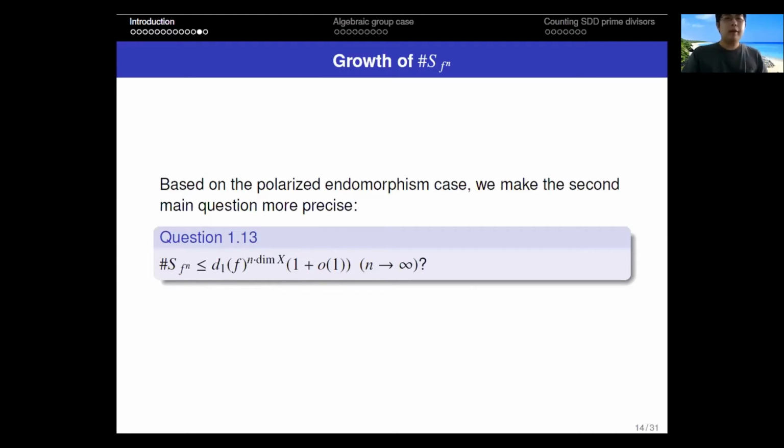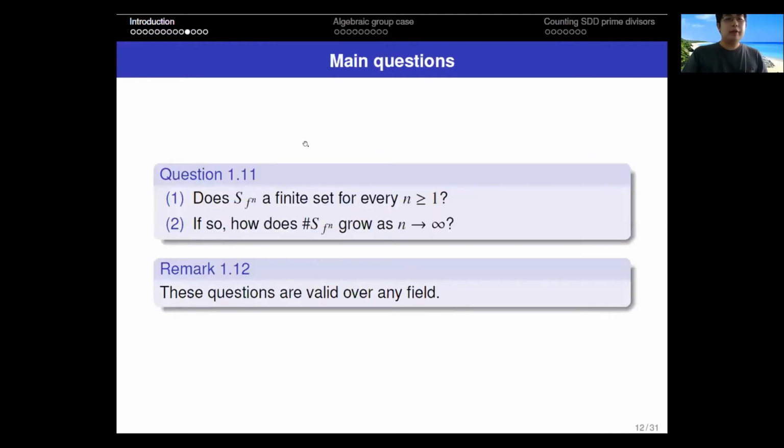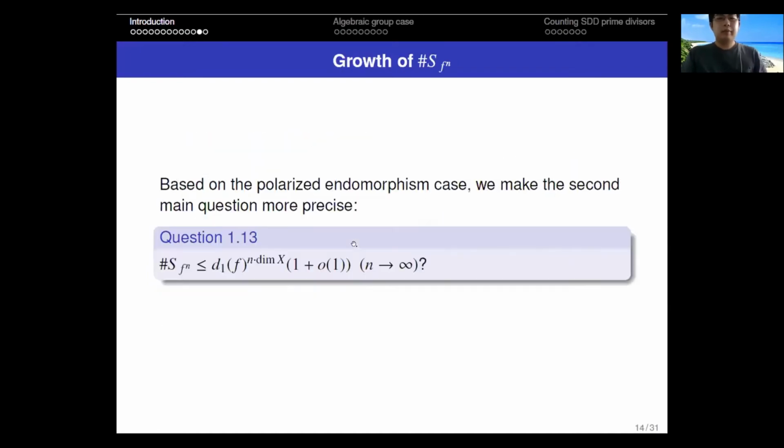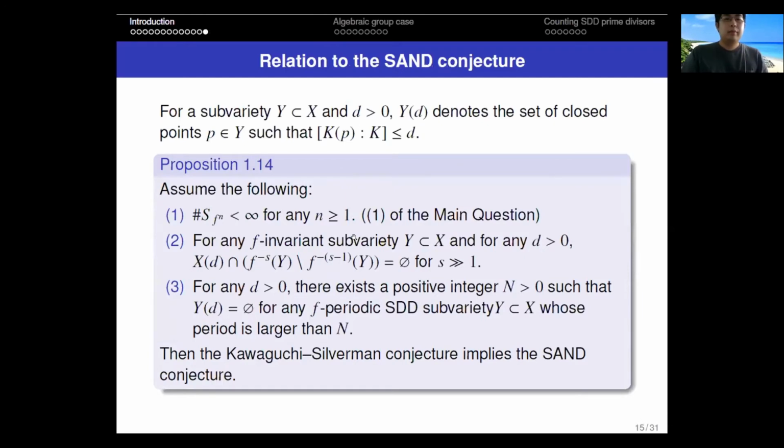Okay, we will consider this question and these questions for particular cases. Finally, in the introduction, I will explain the relation of the previous question to the SAND conjecture.